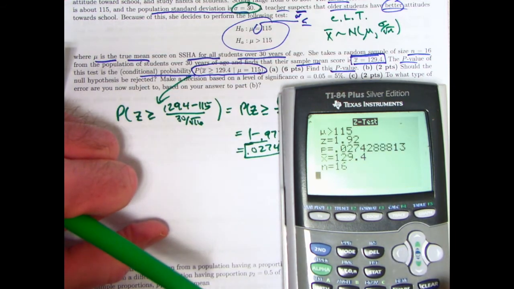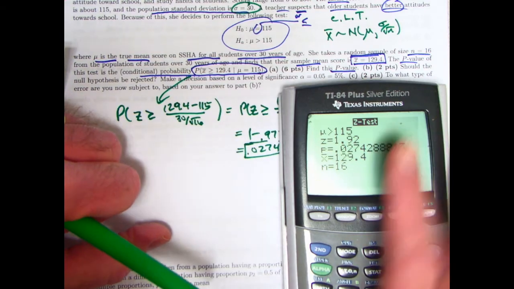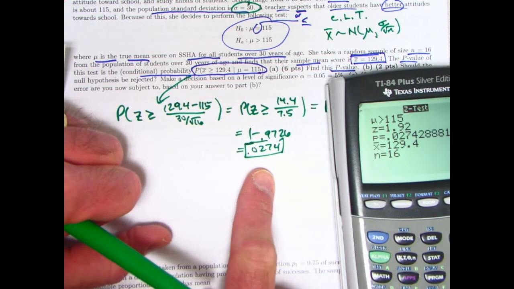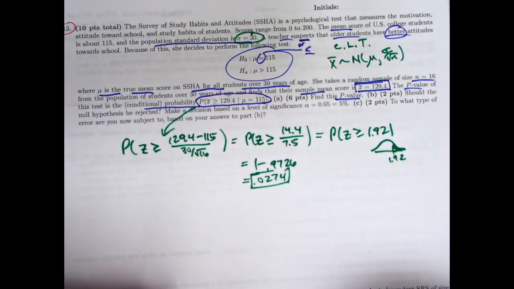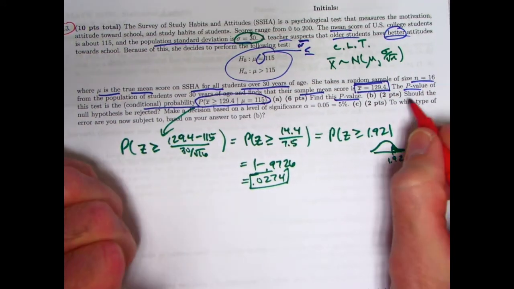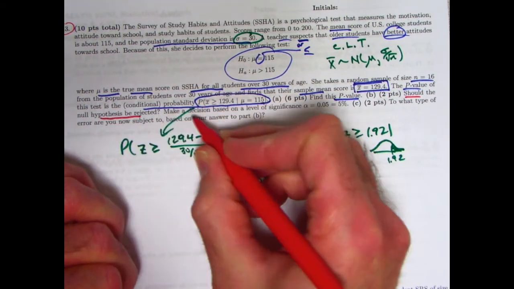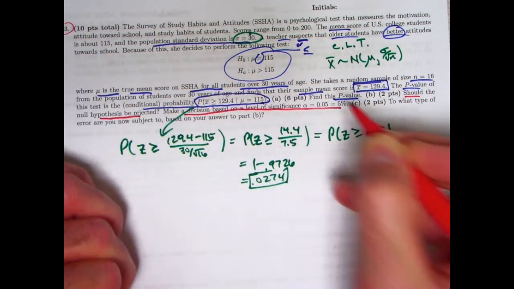Calculate that. We get a p-value of 0.02742888, which does round to 0.0274. Okay, that is the p-value for this test. Part B. Should the null hypothesis be rejected? Make a decision based on a level of significance of 5%.